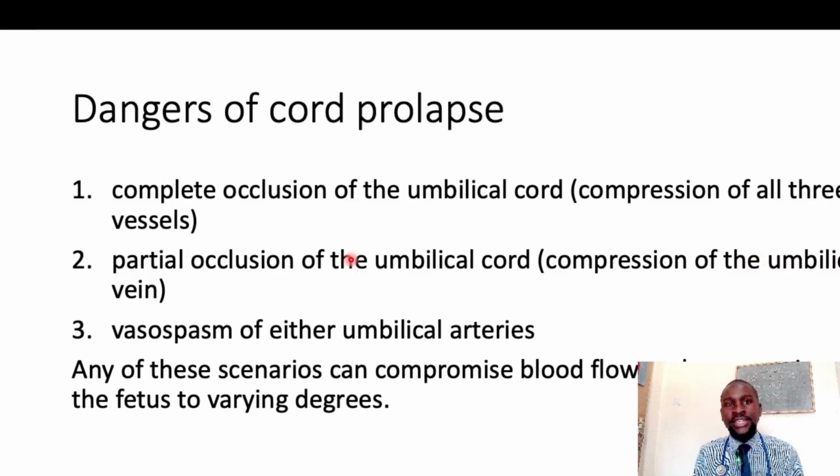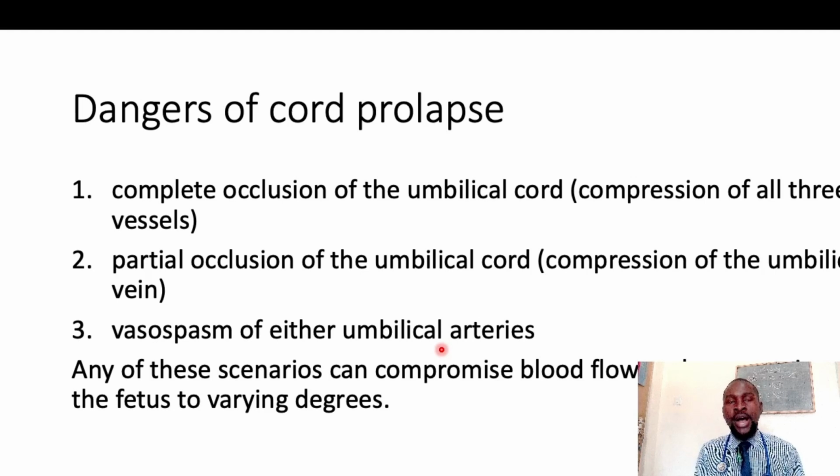The other thing that can happen is that you can have vasospasm of the umbilical arteries. One of the umbilical arteries can undergo vasospasm. So when the cord prolapses, even when there's no compression, when it's exposed to the outside environment, which has a different temperature, it can stimulate vasospasm. In fact, even handling the cord can induce vasospasm in these arteries.